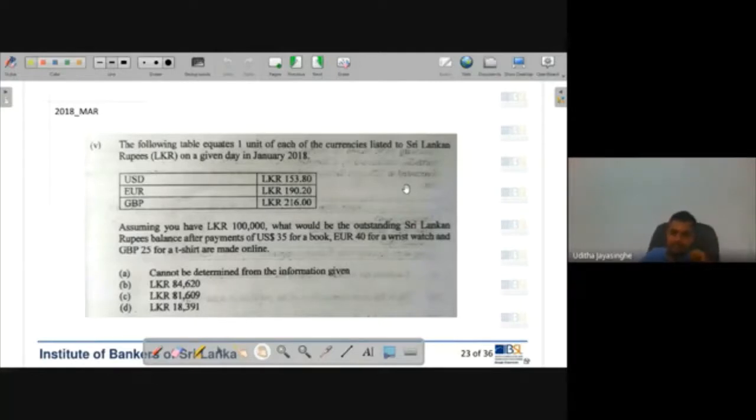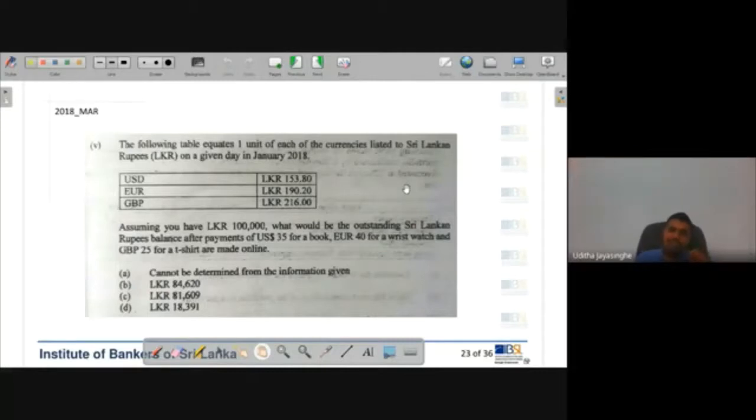Let's go through the question. The following table equates 1 unit of each currency listed in Sri Lankan rupees on a given day in January 2018. That means $1 is going to be equal to 153.8 rupees. Similarly, €1 is 190.2 and 1 GBP is 216. That's all given. Now the question: assuming you have 100,000 rupees, what would be the outstanding Sri Lankan rupee balance after payments of $35 for a book, €40 for a wristwatch, and $25 for a T-shirt are made online?